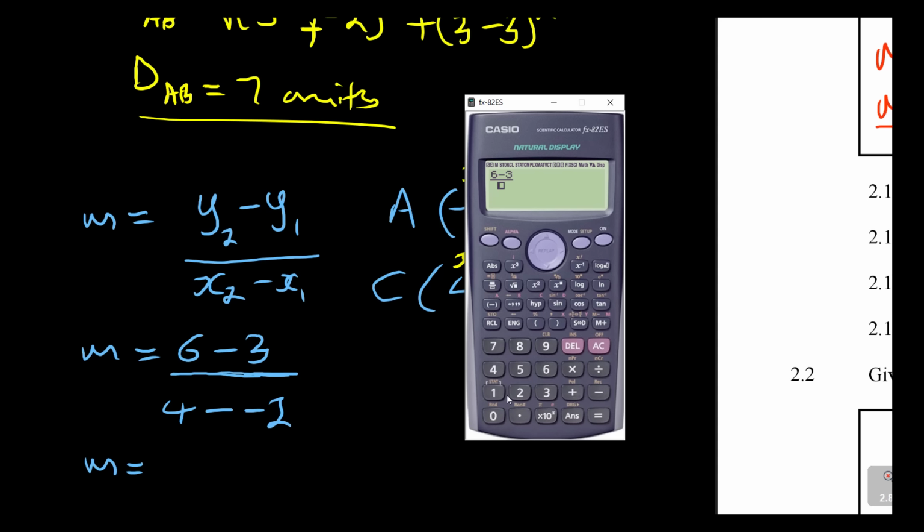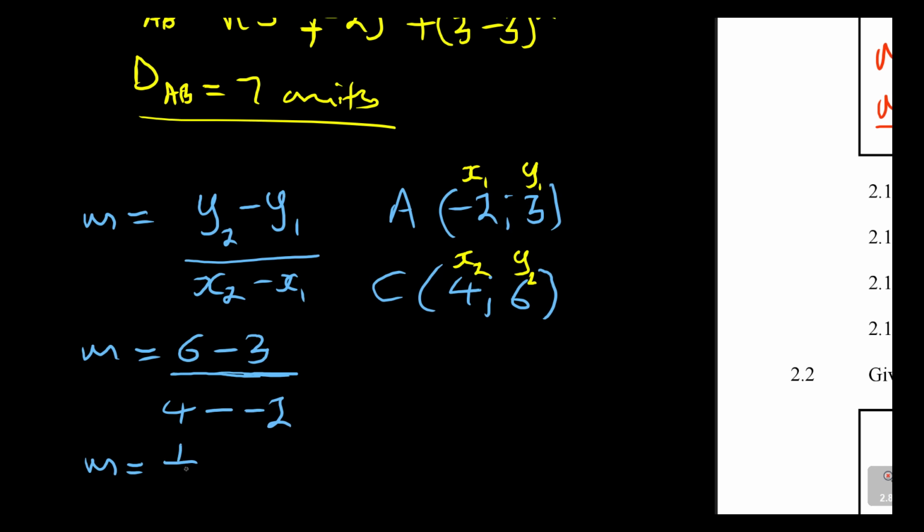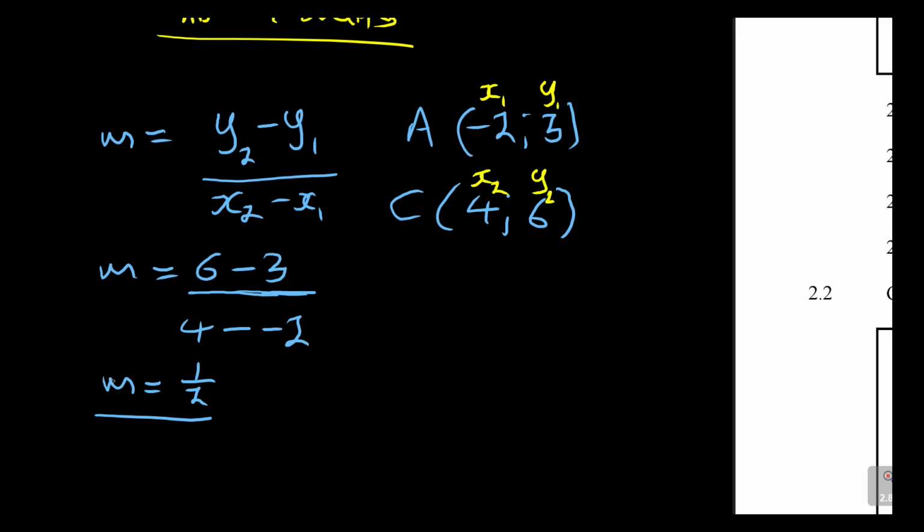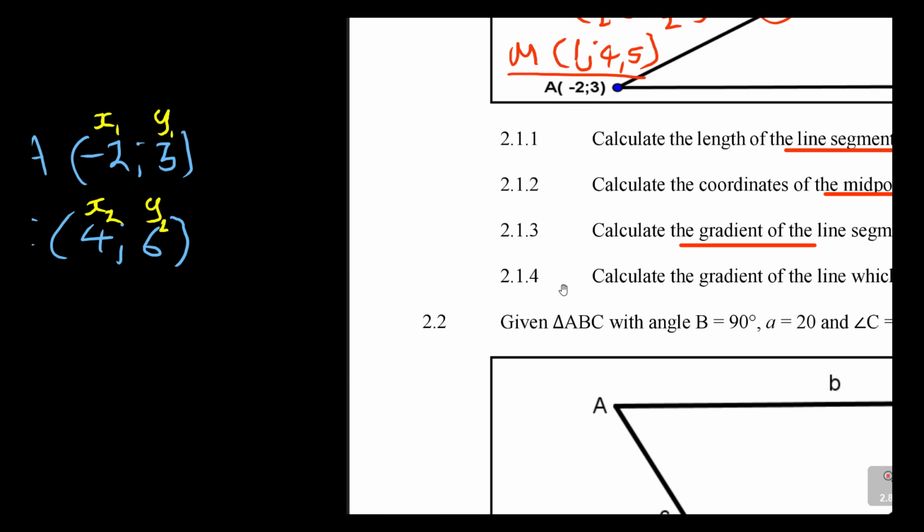6 minus 3 over 4 minus negative 2. And then that is equal to 1 over 2 or 0.5. So this is the gradient. You can write it as the gradient of AC, so you can say M of AC if you want, as a subscript there.